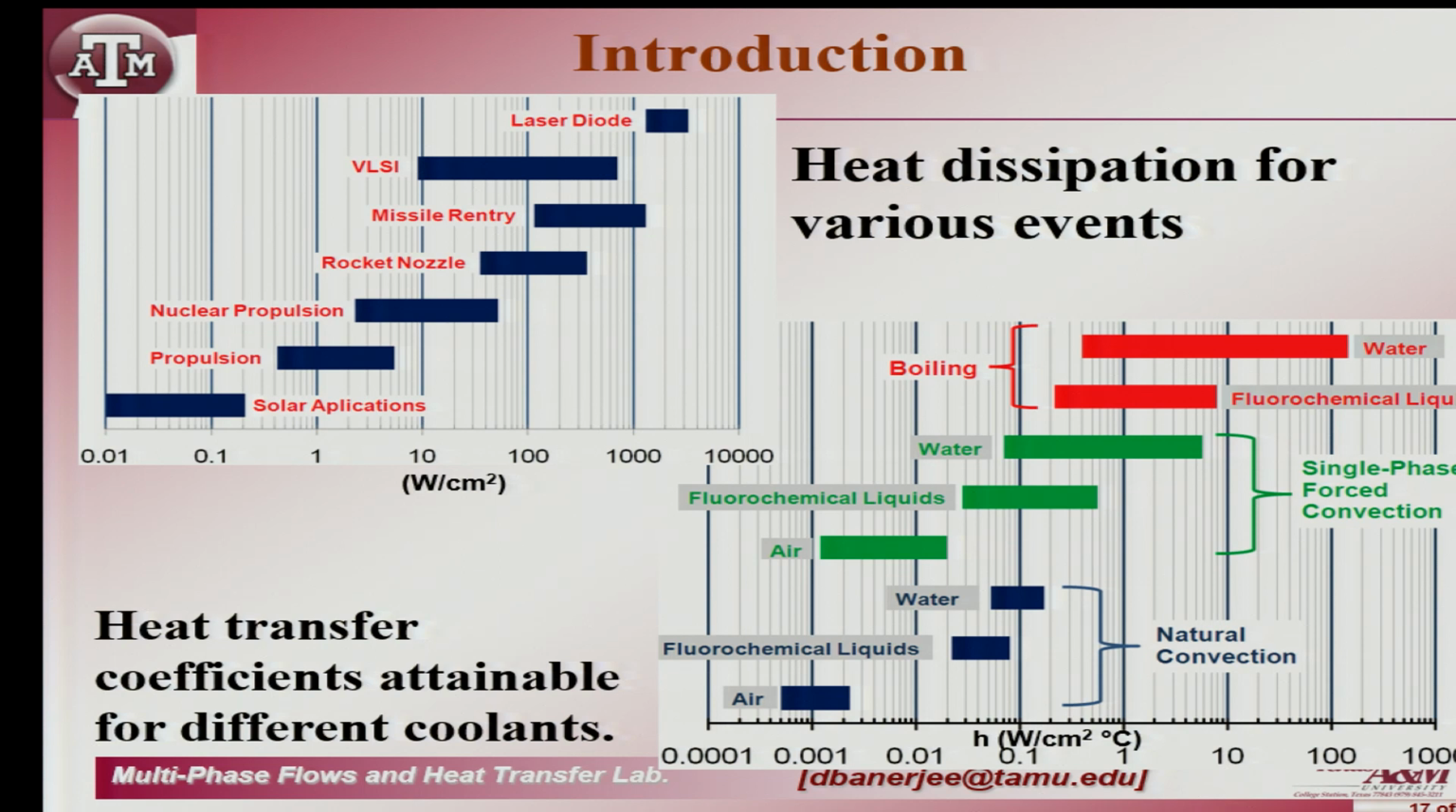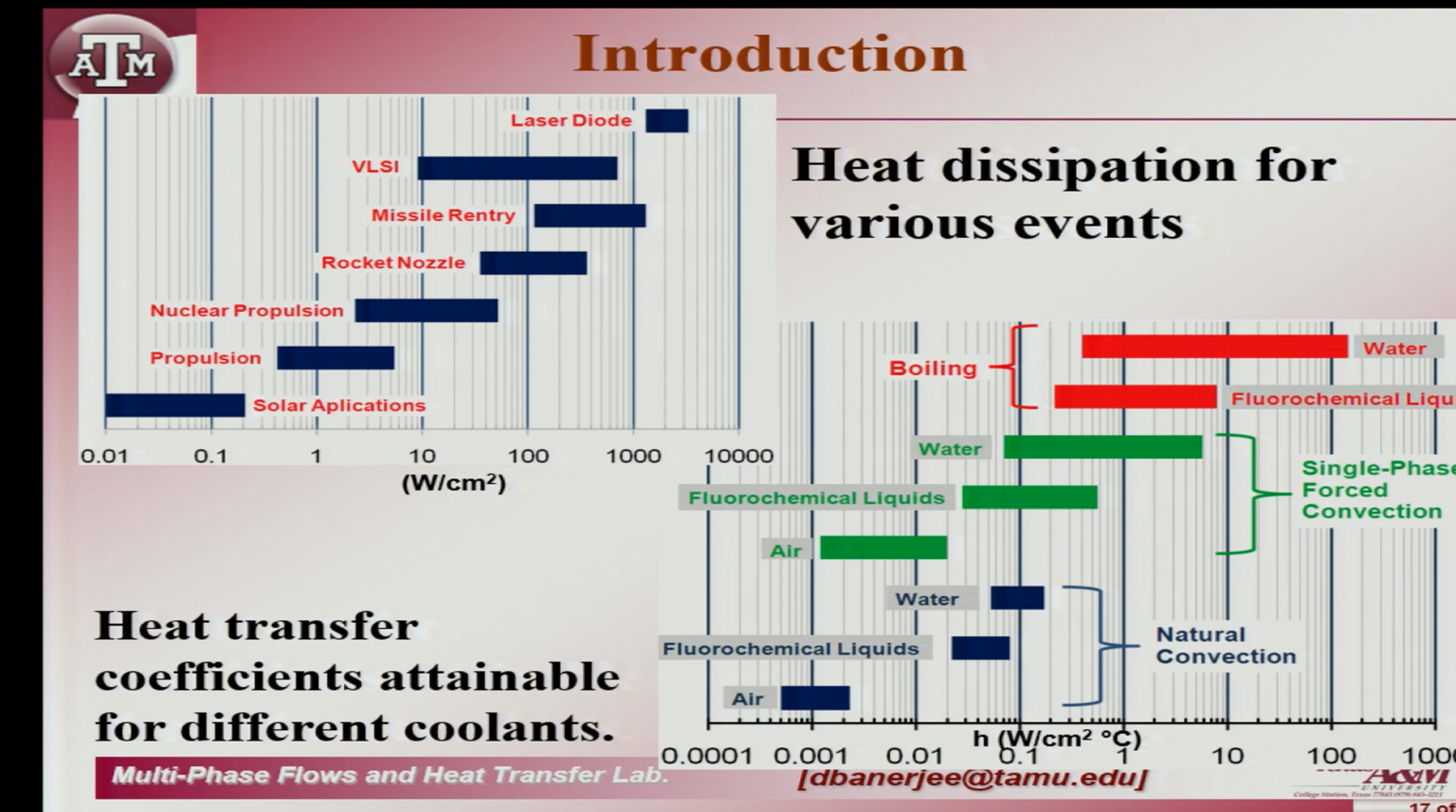Particularly cooling. Heating is not that much of a bottleneck; cooling is the more sophisticated problem. If you look at cooling applications like solar panels, nuclear, propulsion or a rocket nozzle, you are looking at heat fluxes of the order of 100 watts per centimeter square. But if you look at missile engines or some of the high-end laser diodes, you are looking at cooling needs of about a kilowatt per centimeter square.